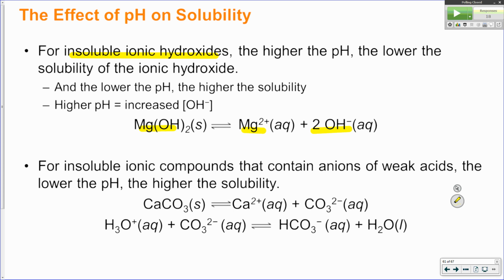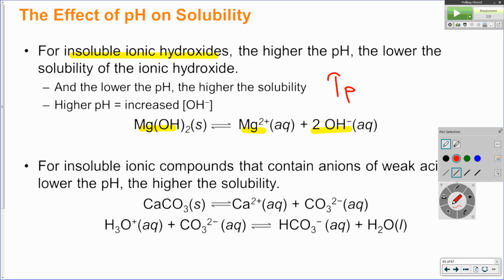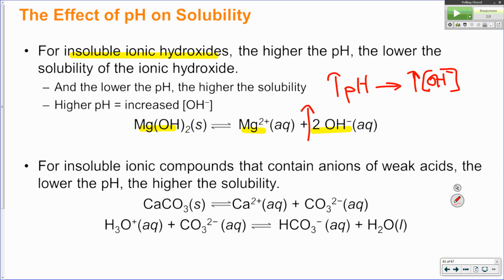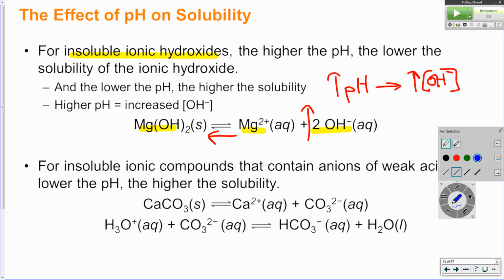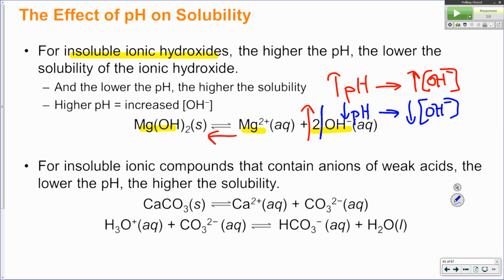So what happens if the pH of a solution goes higher? An increase in pH means that the concentration of the OH minus goes up. So if this concentration goes up, Le Chatelier's principle says this thing's going to decrease in solubility. Now the converse of that's true. If I decrease pH instead of increasing it, that means that the concentration of the OH minus is going to go down. And if this concentration were to go down, that means it's going to shift in the forward direction. So the lower the pH, the higher the solubility for these hydroxide compounds.